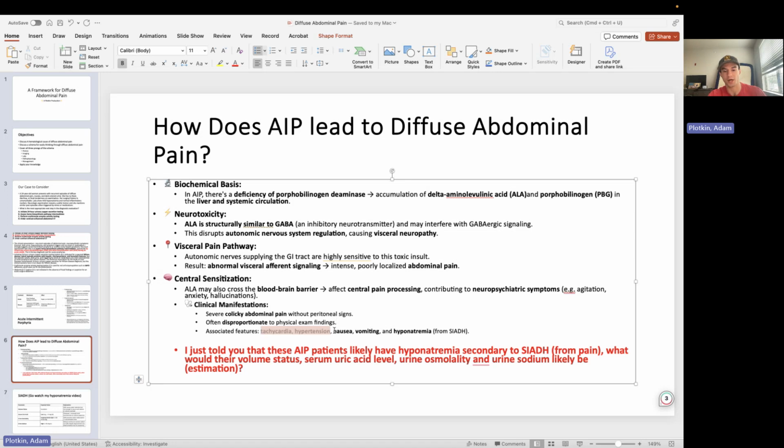We may see tachycardia, hypertension, nausea, vomiting, and hyponatremia. The hyponatremia usually occurs secondary to SIADH. Remember, ADH is produced in response to high serum tonicity, low blood volume, pain, nausea, trauma, vomiting, okay? So this is probably a pain response, right? An appropriate pain response. So I just told you that these AIP patients likely have hyponatremia secondary to SIADH from pain. What would their volume status, serum uric acid level, urine osmolality, and urine sodium likely be?